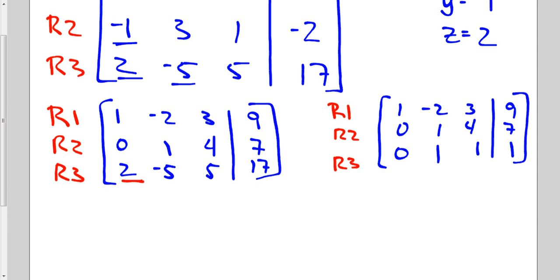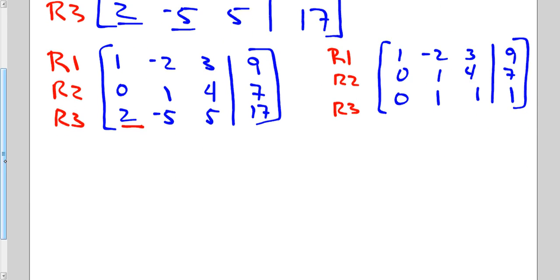Now, I got to get rid of this guy, right? I want to keep this 1 over here, but I want to get rid of that guy, right? So how do I do that? Yeah, subtract row 2, right? Or add the opposite of row 2. So let's do that.